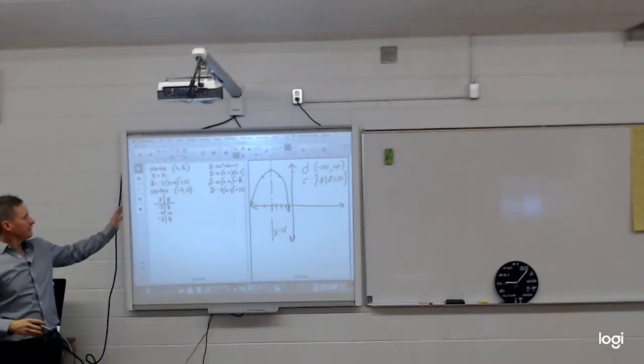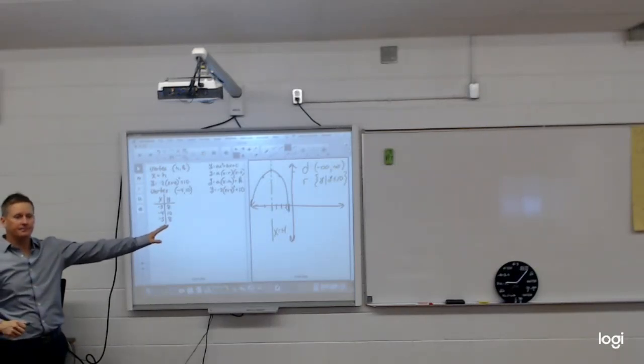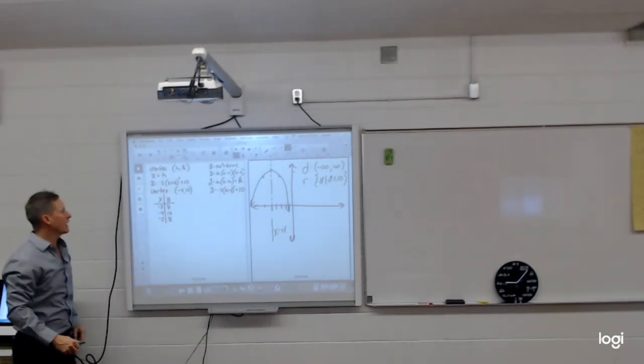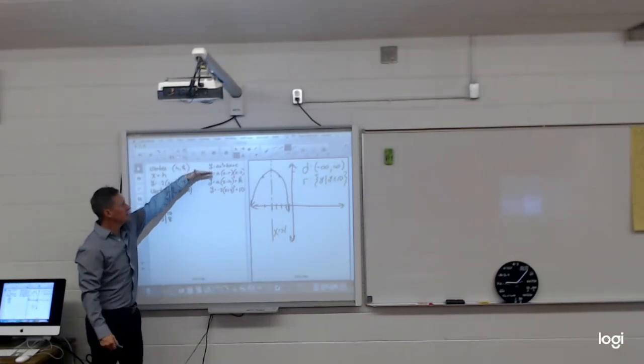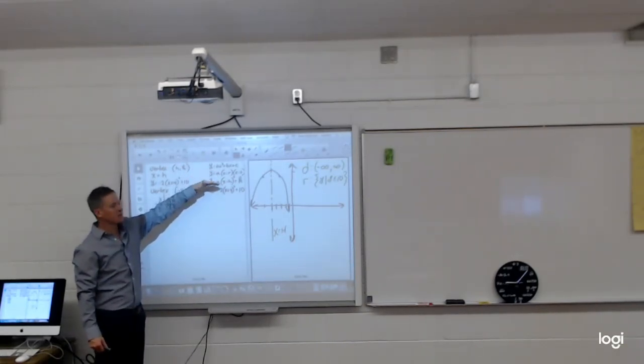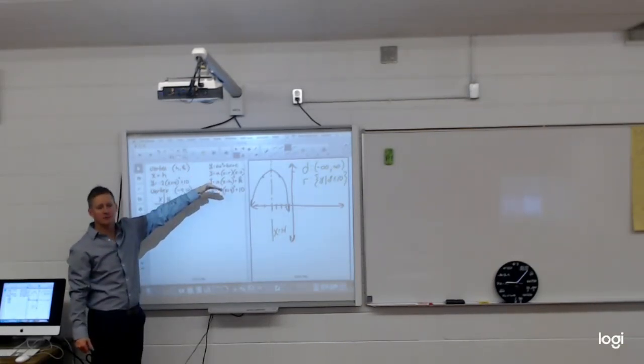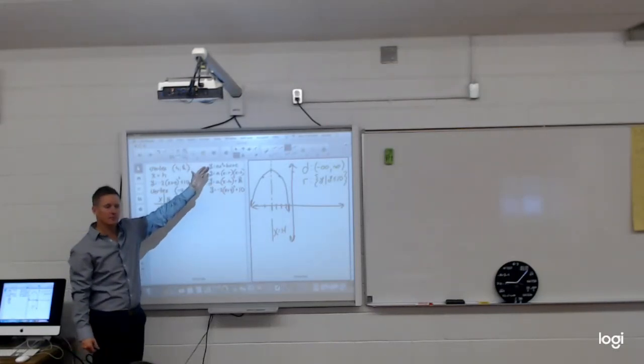So everything is still the same. The only difference is where I start the question. In this one I started with roots. In this one I started with my vertex. That's the only difference in the two. Okay?